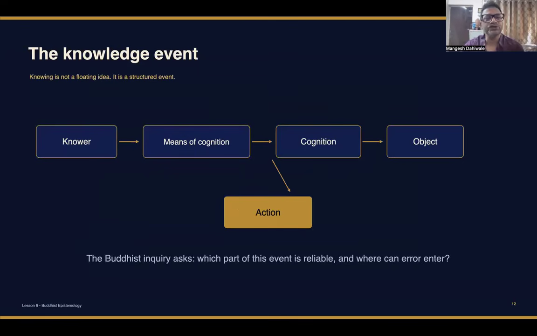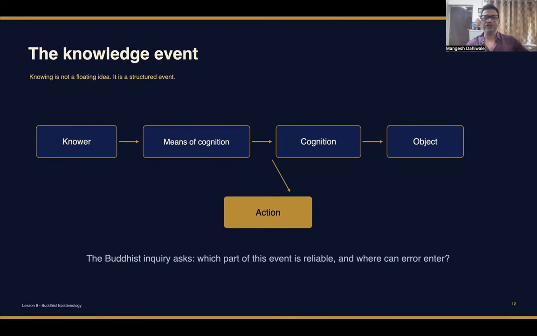So the knowledge event, knowing, is not a floating idea. It's a structured event. So whatever we know, it is not a floating idea. It doesn't happen randomly. It's a structured event. We know something through a kind of structured process. So knower, means of cognition, object, and we know that how we perceive or cognize that leads to the action that we undertake. So the Buddhist inquiry asks which part of this event is reliable and where can error enter.